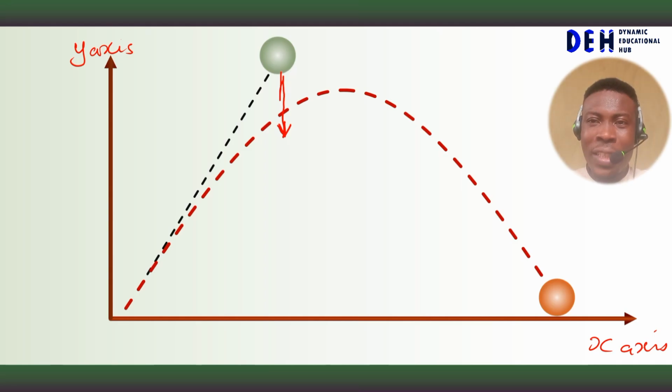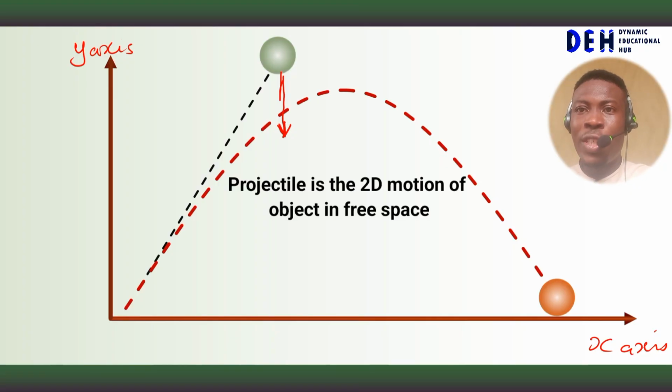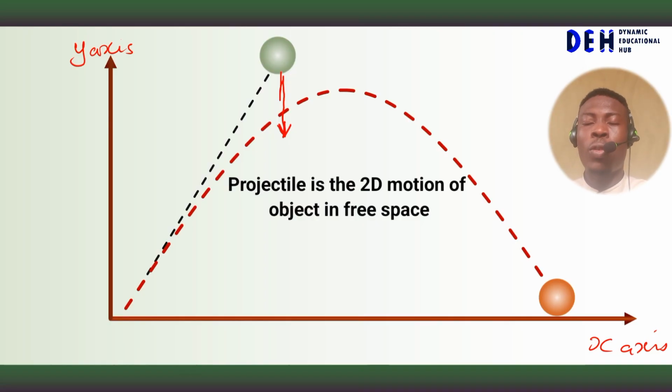What is a projectile? Projectile is a 2D motion of an object in free space in which the weight of the object, which is what? Gravity, is impacting the path followed by the object, the direction of motion. So that is what is called projectile.